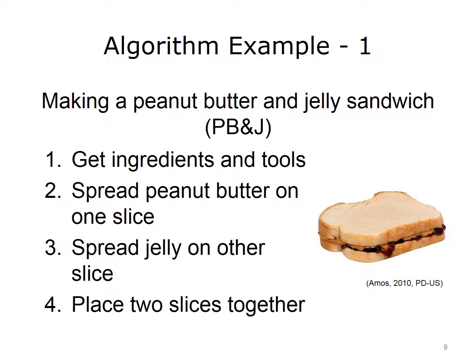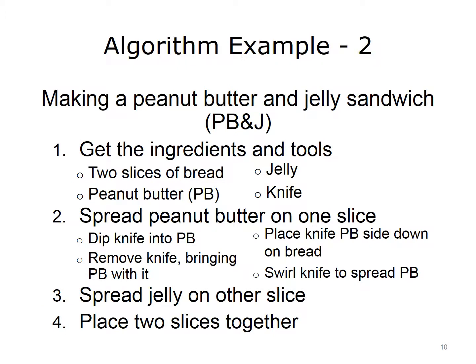While this algorithm is complete, the steps are general and vague. Contrast that algorithm with this one. In this algorithm, the 4 steps are the same, but it adds detailed and specific substeps. For example, this algorithm lists exactly which tools and ingredients are needed. Also, it gives very specific steps as to how to spread the peanut butter on a slice of bread.